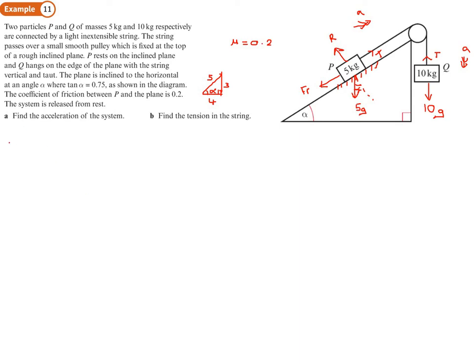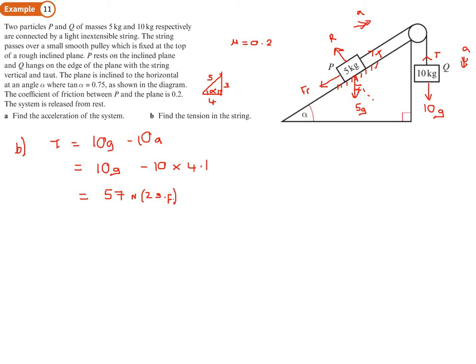Okay, so for part B, we can basically use part A. So we can say, using our equation from before, the one that said T equals 10G minus 10A. Now we know that A is 4.1, we just sub that in. So we've got minus 10 times 4.1. Obviously use the exact value in your calculator, but it's fine for now in our working. So plug that all in and we get 57 newtons to 2 sig fig. Okay, so that's example 11.